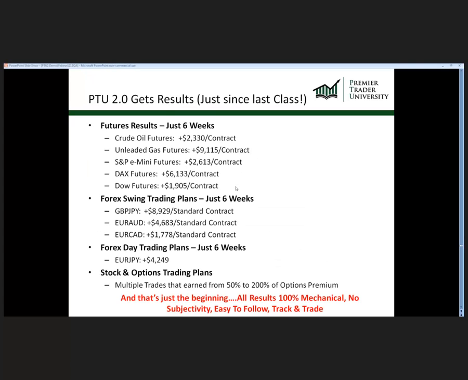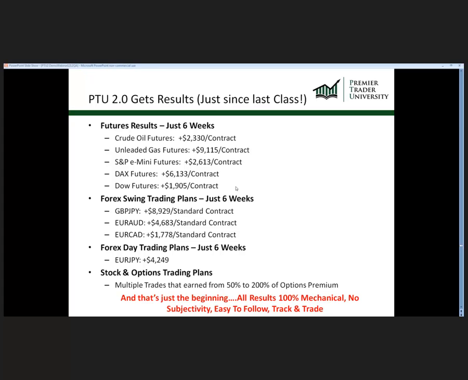Now, I wanted to show you this because the last undergrad class we had was just a little bit over 6 weeks ago. And these are the results just since that last class in PTU 2 on some of the markets. So think about this for a moment. Crude oil futures, $2,300. And these are all just on one contract, by the way. Unleaded gas, been on fire. It's been crazy, $9,000 per contract. S&P Mini, $2,600. The DAX futures, $6,100. The Dow, which is great for smaller accounts, $1,900.